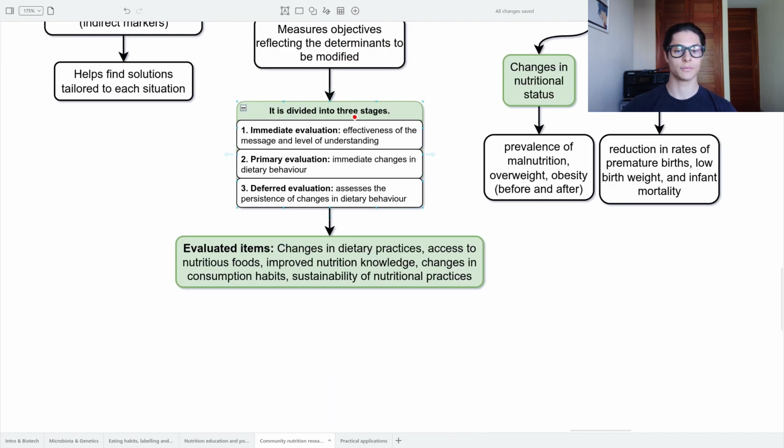It is divided into 3 stages. So we have the immediate evaluation, which is the effectiveness of the message and level of understanding right after finishing it. The primary evaluation, which is the immediate changes in dietary behavior, and the deferred evaluation, which assesses the persistence of changes in dietary behavior, so in the long term.